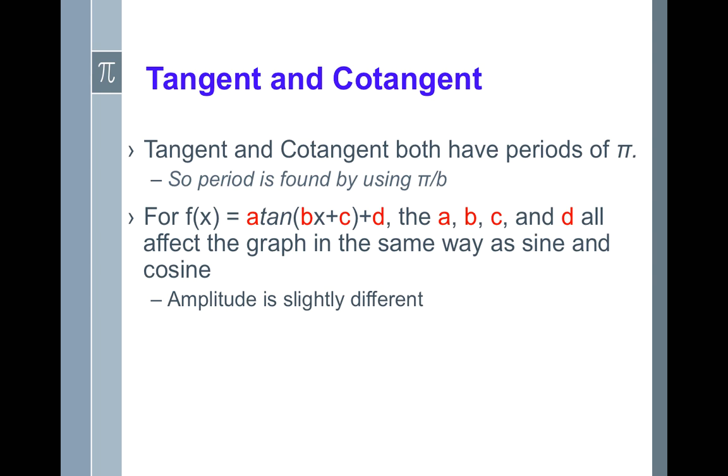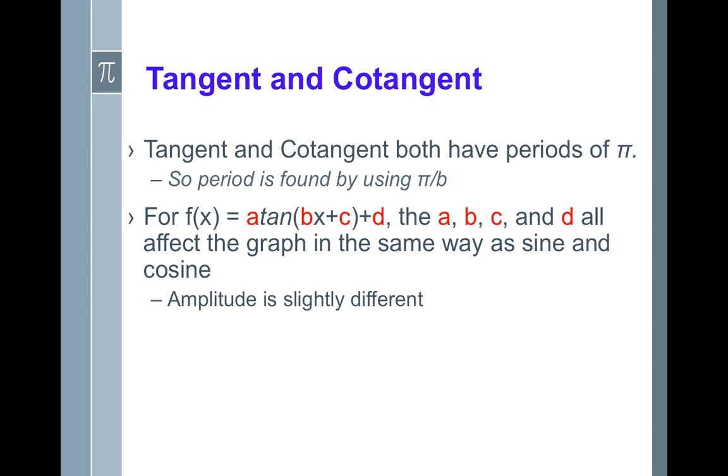The a, b, c, and d all basically have the same effect as they did with the sine and cosine functions. The only slight difference is the way the function looks. There is technically no amplitude, but a still does a vertical stretch or shrink on the function itself.